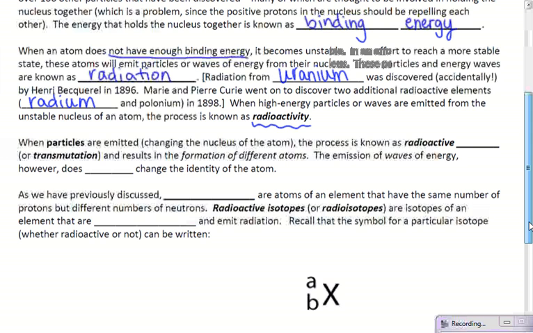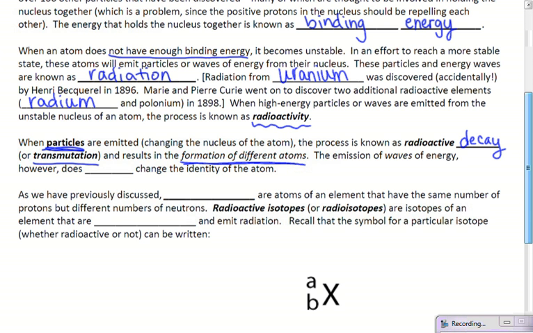Whenever particles are emitted, and it has to be particles here, things that have actual matter in them, that will change the nucleus of the atom and it will turn into a different element than what you started with. That's a process known as radioactive decay. It is decaying into a different element. It's also sometimes called transmutation. If you think about what it means to mutate, it means to change. So it's changing to a new element, and we get a formation of different atoms.